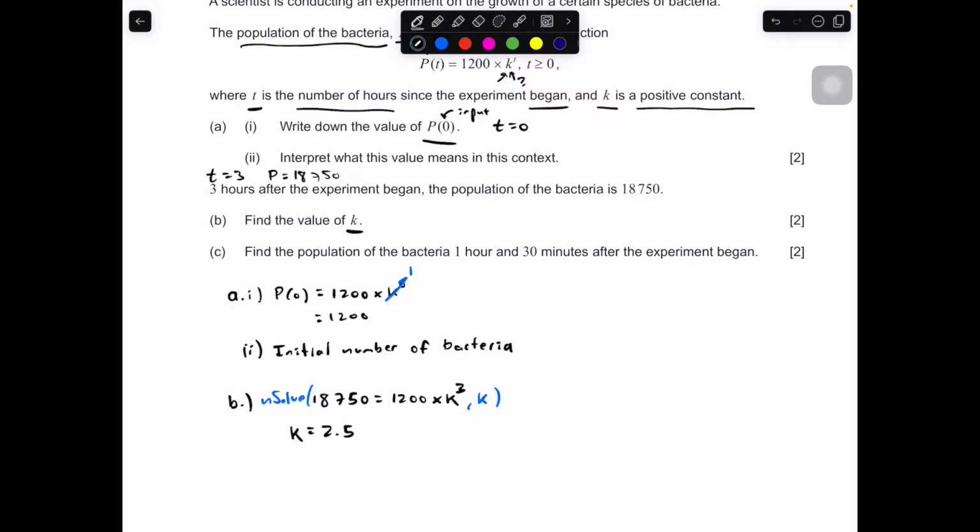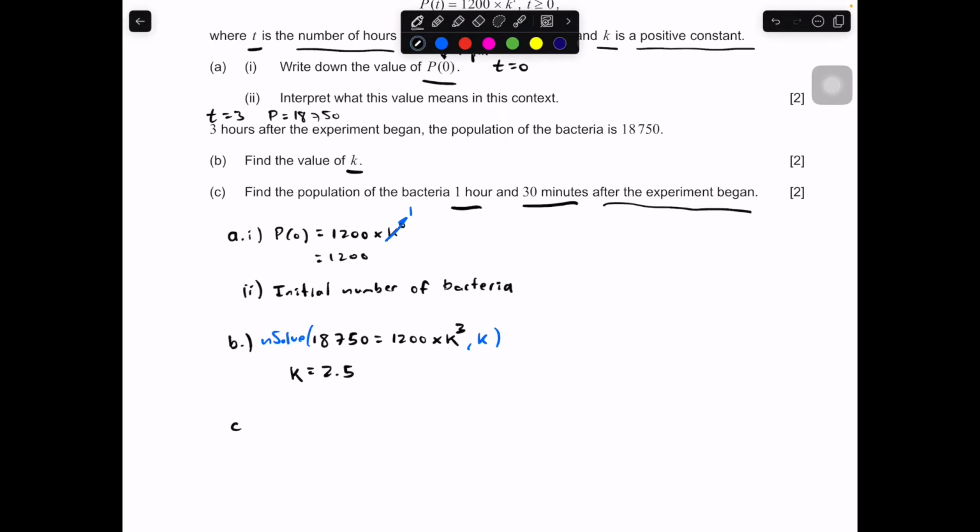Find the population 1 hour and 30 minutes after the experiment began. Okay, part c. So we've got this equation. Now it's all complete. We have P of t is equal to 1200 times 2.5 to the t. After you've done enough of these questions, you almost start to see where the marks are coming from, and where they're not trying to trick you, but the skill that they're kind of drawing on.